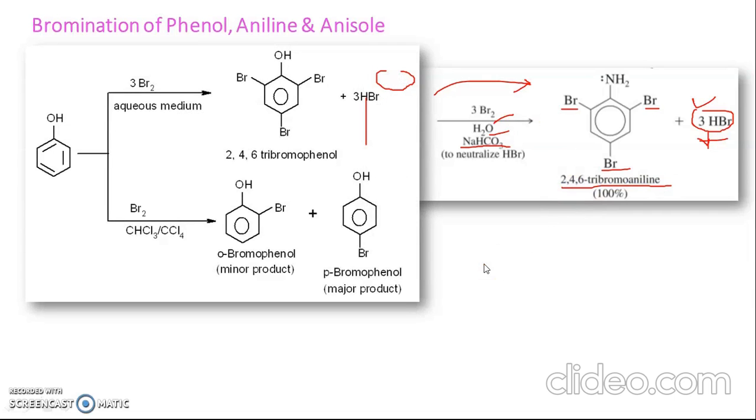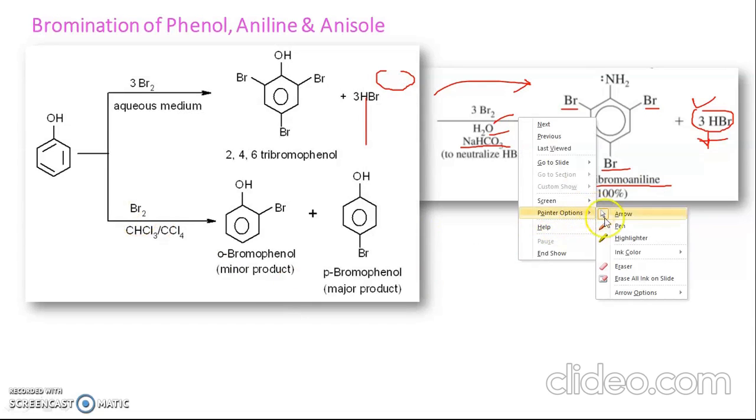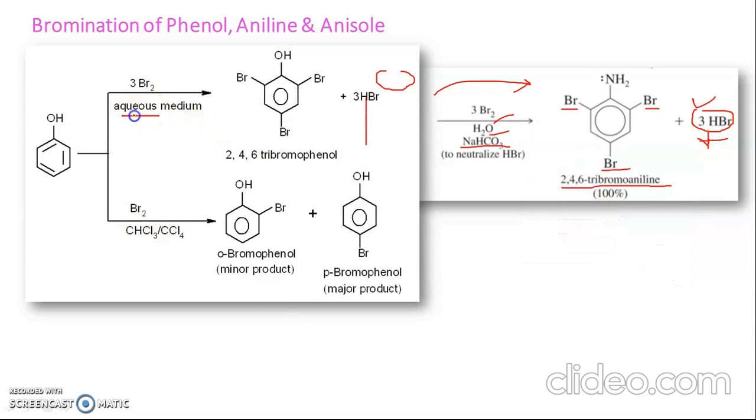Next is phenol. Now see, in case of phenol, we can use 2 different conditions. The first condition is aqueous medium, and the second condition is that we are using some non-polar solvent. CS2, carbon disulfide, can also be used. So this is the polar medium, and the second condition is the non-polar medium.